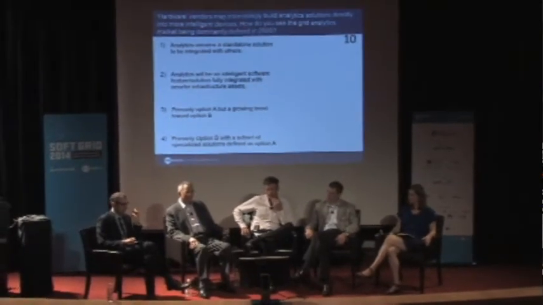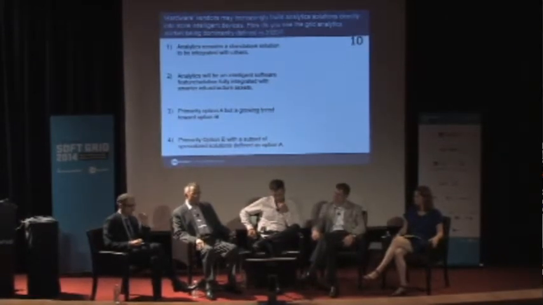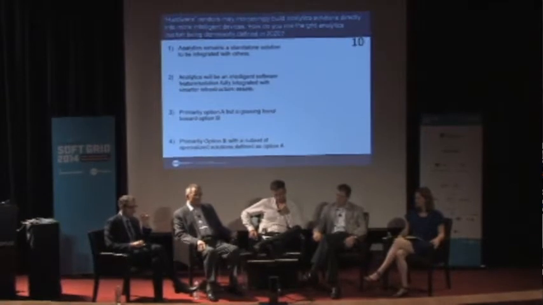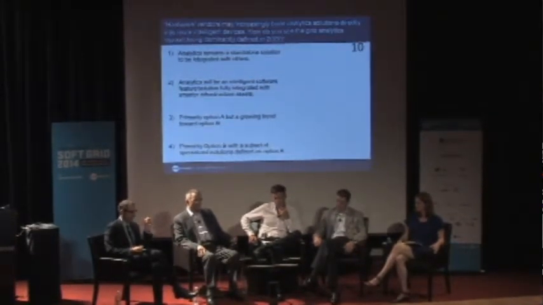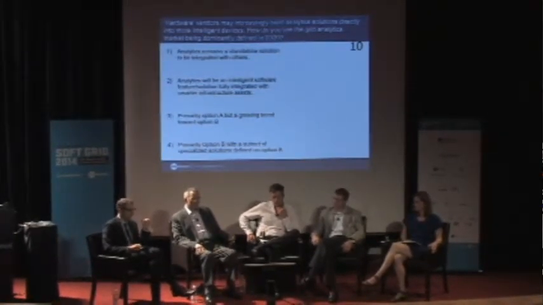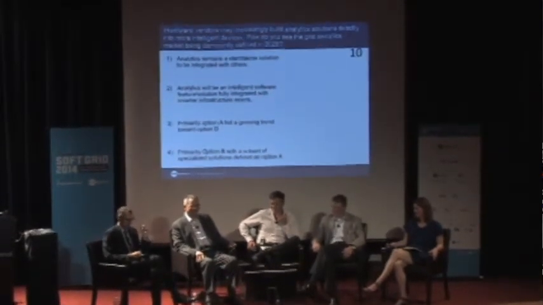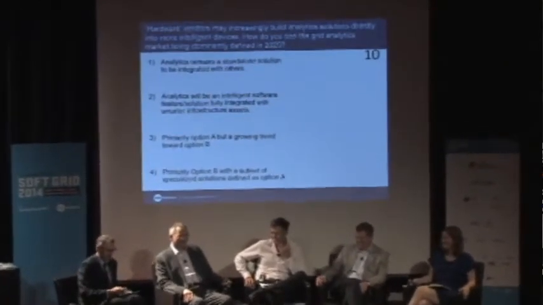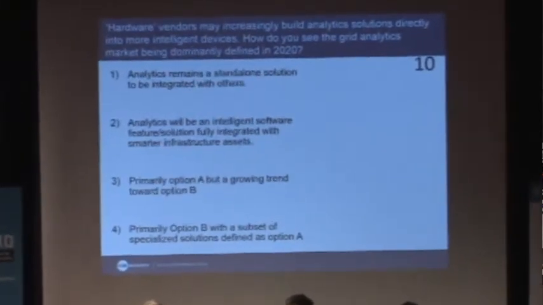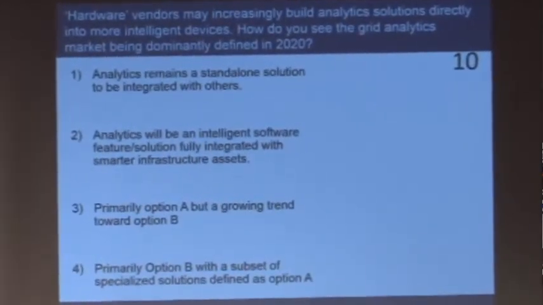So looking at grid analytics, looking at how it's generally stratified between hardware and software platforms, how do you see this evolving? The range of answers are: one, analytics remains a standalone solution to be integrated with others. Two, analytics will be an intelligent software feature solution fully integrated with smarter infrastructure assets. And then we get into the sort of SAT answers here. Three, primarily option A, but a growing trend toward option B. And four, primarily option B with a subset of specialized solutions defined as option A. So you may just want to choose 1 or 2 because 3 and 4 are complicated, and you'll have to explain yourself. But that's what we're talking about. This stratification, is it closing, and how? So let's start the voting.